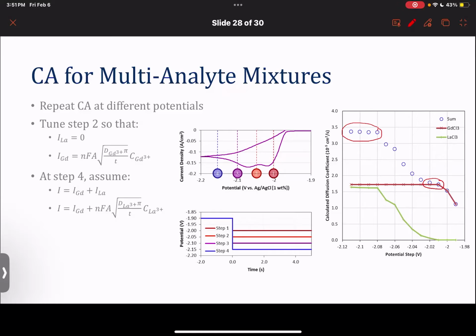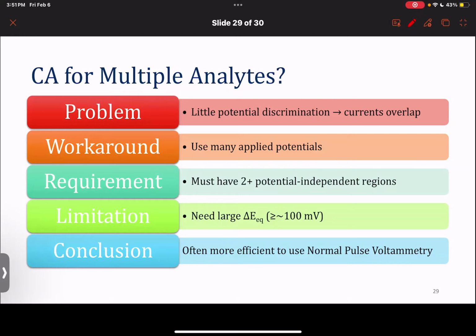When applying chronoamperometry for multiple analytes, the problem is that you have little potential discrimination because your currents are overlapping in a diffusion limited regime. So it's hard to tell from chronoamperometry whether one reaction is occurring or 2. As I showed, the workaround is you use many applied potentials. However, you need to have 2 or more potential independent regions to do this for multiple analytes.